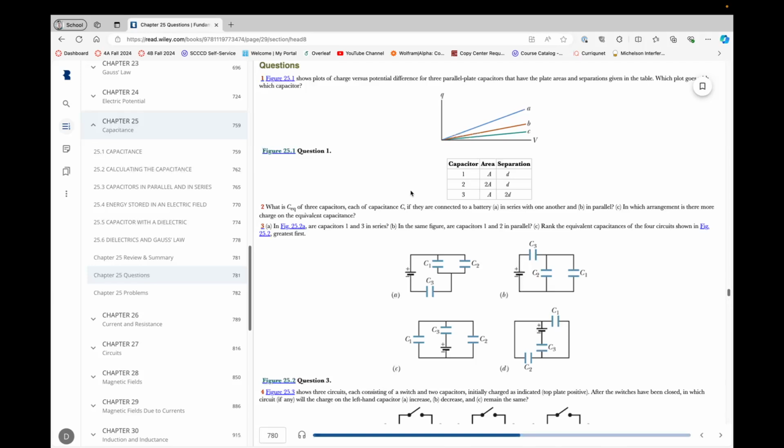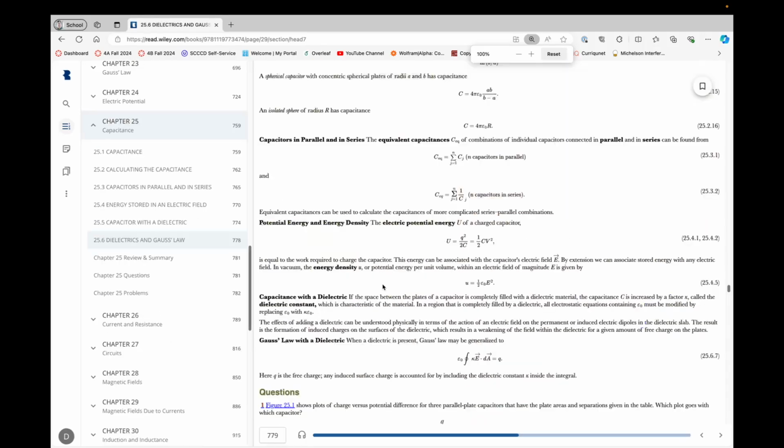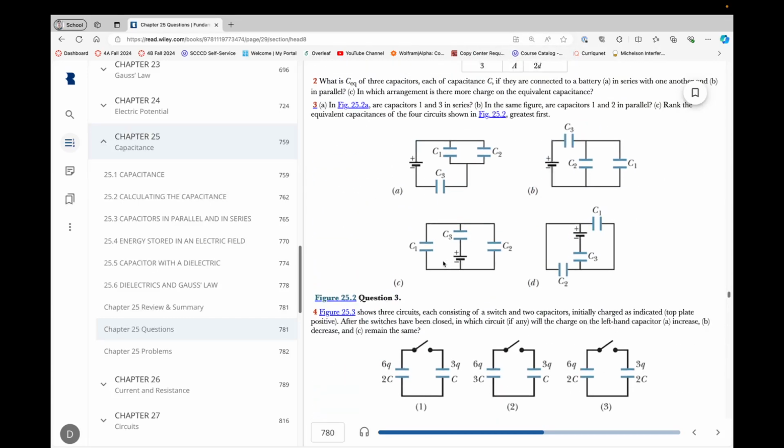All you need are the pictures. Don't worry about what the problem's asking, none of that kind of stuff. Let's just look at these diagrams right here. Okay, the A picture right there. Can you name any of the capacitors that are in parallel? C1 and C2. And then you combine C1 and C2 and it will be in series.